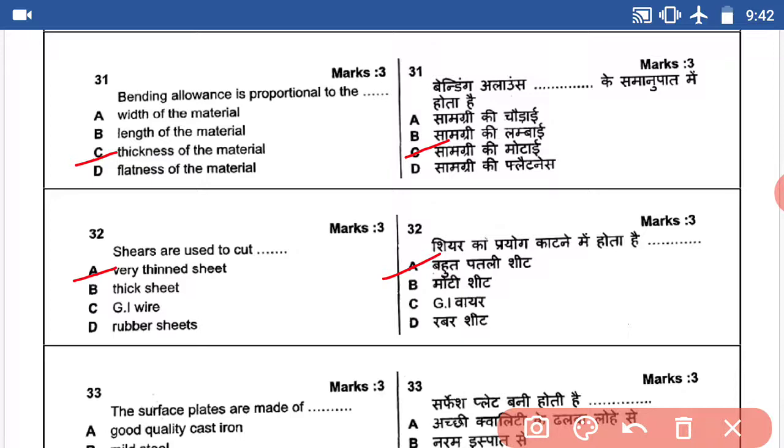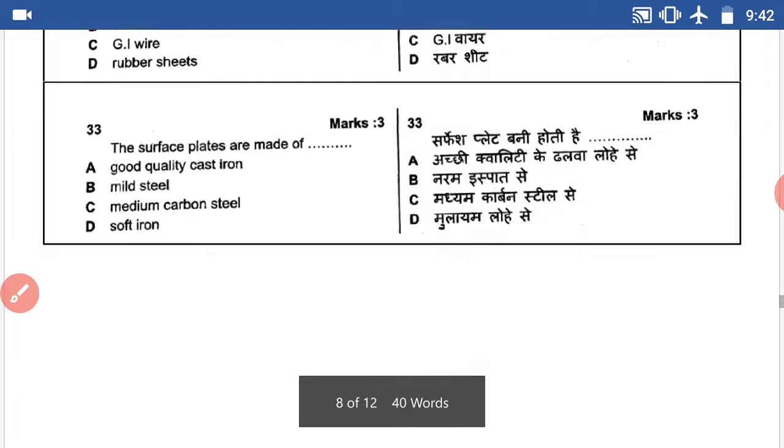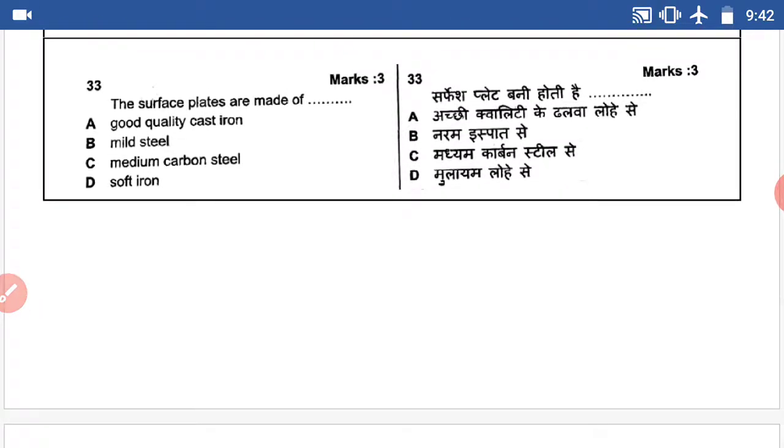Question number 33. The surface plates are made of dash. This question answer good quality cast iron. Answer A. Question number 34.